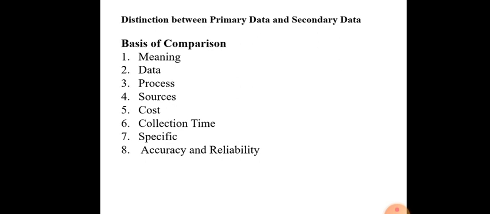The next point is accuracy and reliability. Whatever primary data is collected is more reliable and more accurate, but secondary data is relatively less so, as compared to primary data. So this is the difference between primary data and secondary data.